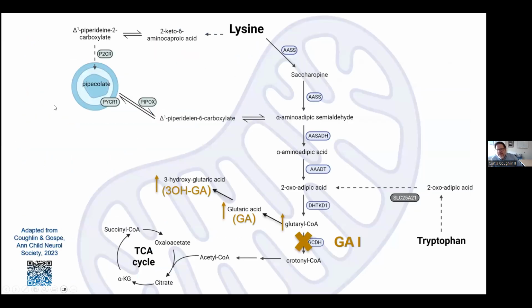So here's that same pathway I showed you a moment ago, just to show you that GA1 is farther down in this lysine metabolism pathway. This is after tryptophan metabolism enters this pathway. So formulas that are used for GA1 are usually both low in lysine and tryptophan. And we have some elevated biomarkers here: glutaryl-CoA, glutaric acid, and 3-hydroxyglutaric acid.